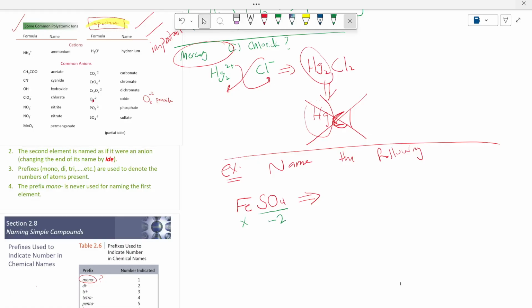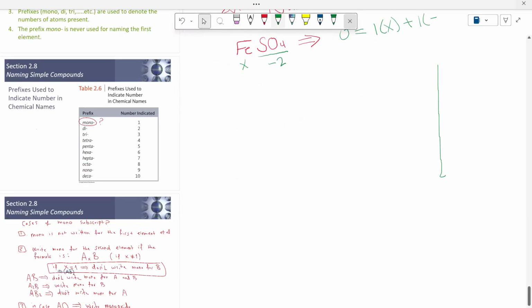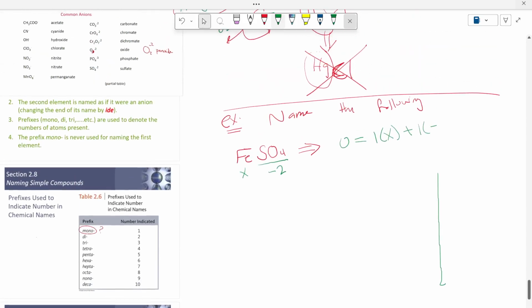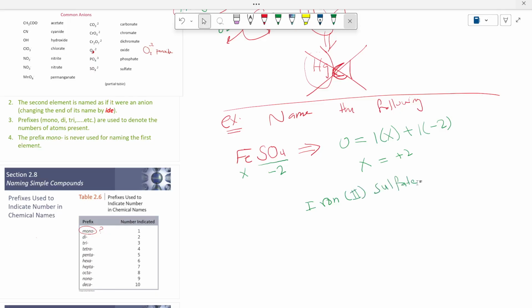Now we can solve it. 0 is the total charge. We have 1 iron with a charge of X, and we have 1 sulfate with a charge of -2. So when you solve it, you will find that X is +2. So the name of this compound is iron 2 sulfate.